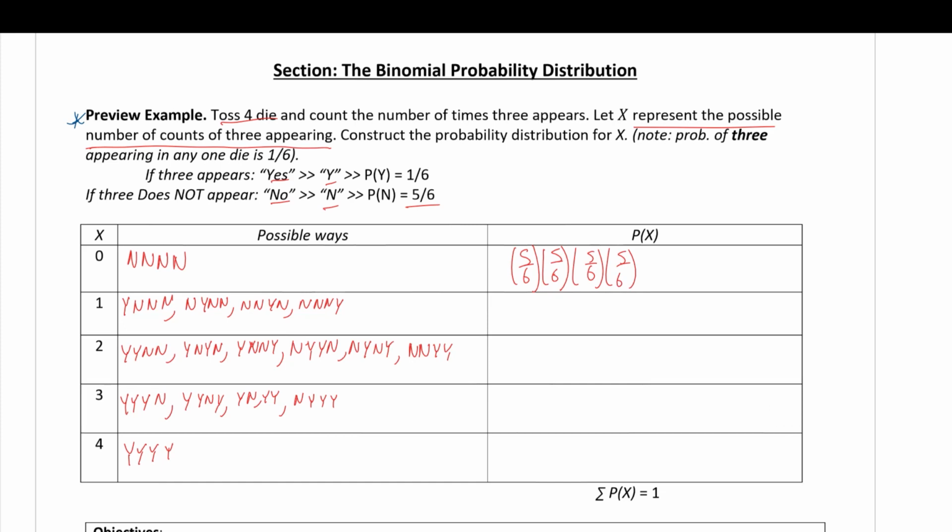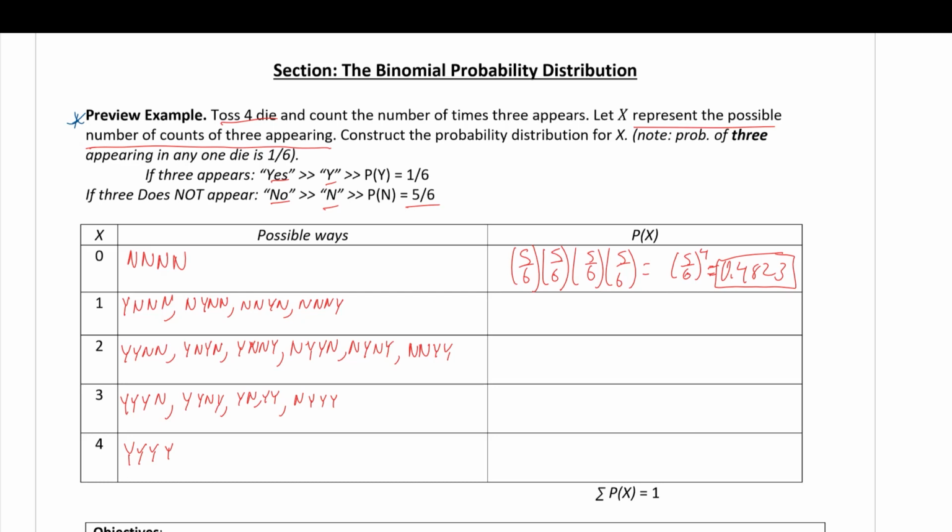Okay. If it's the same factor rate multiplied 4 times, then we can also write that as 5/6 to the what power? Well, 4. And if we get some sort of decimal equivalent for that, let me go ahead and round to just 4 decimal places. I get something approximately 0.4823. So it's about a 48% chance that you won't get a 3 in 4 rolls of a die.